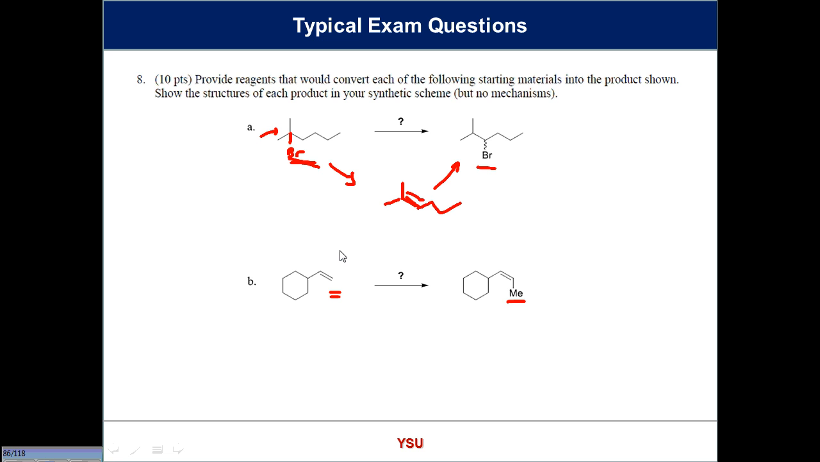Alkyne. That screams alkyne at you. Alkyne! So how do we make an alkyne? Eliminations. What do I need to eliminate from? What do I need to turn this into to do that elimination?